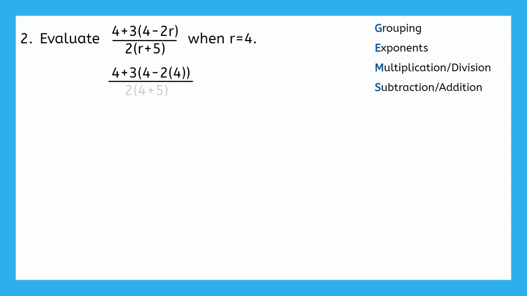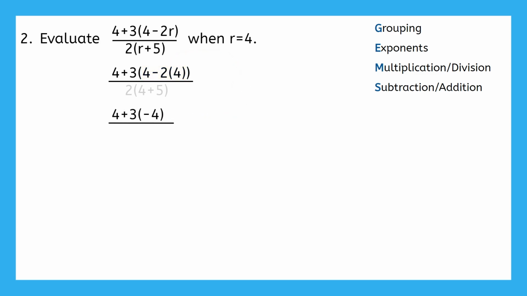And up here, I see another grouping that needs to be taken care of. So let's work through the order of operations in there. There's multiplication in here and subtraction. Which does order of operations tell us to take care of first? Yeah, multiplication. 2 times 4 is 8. And then we can take care of the subtraction. 4 minus 8 is negative 4. Then let's bring down the rest of the numerator.